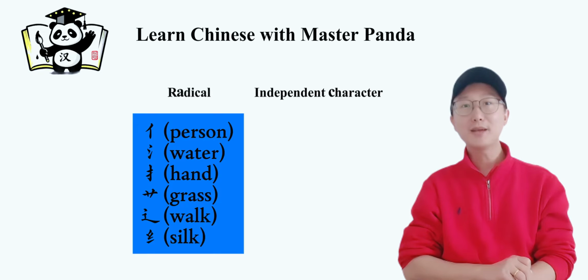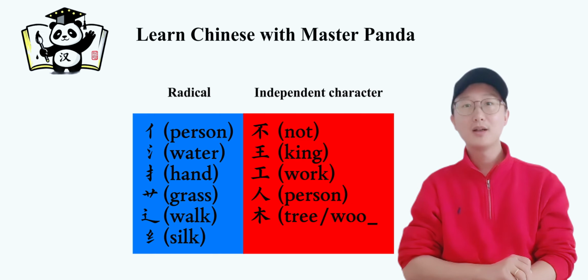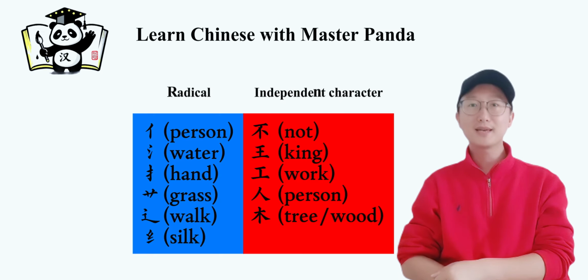2. Independent characters. These are characters you already know, like 不, 王, 公, 人, 木. They can be used on their own, and they can also act as a component in more complex characters. Some students might ask me, Master Panda, why do you teach us that? Think of it this way.